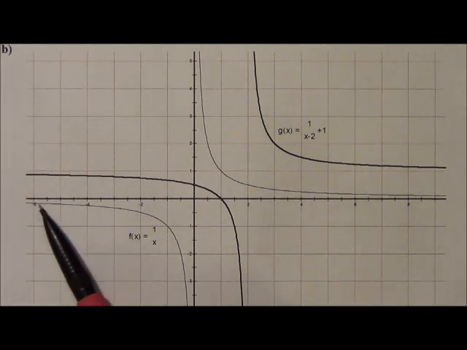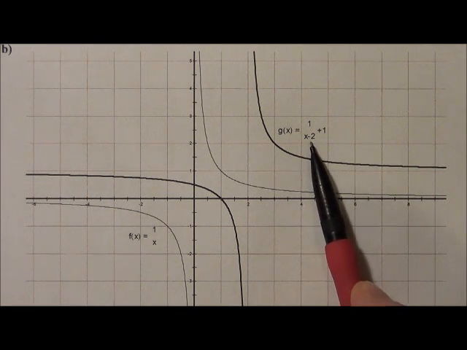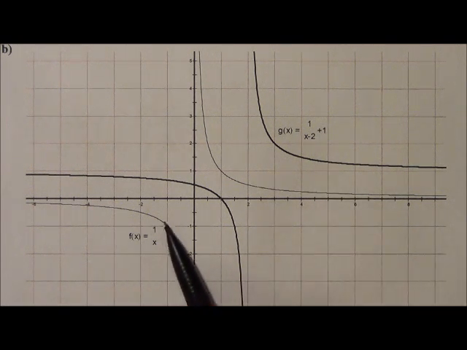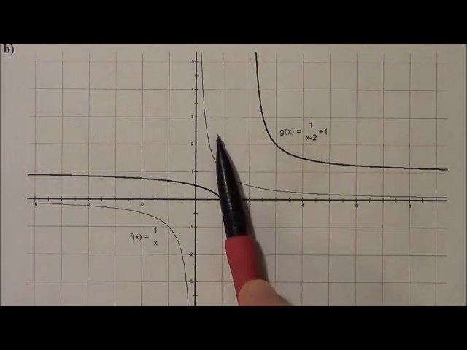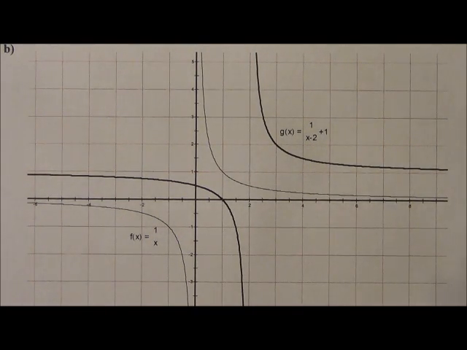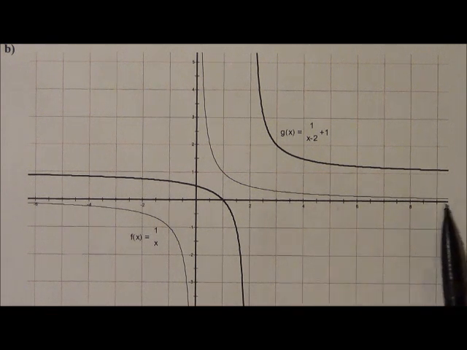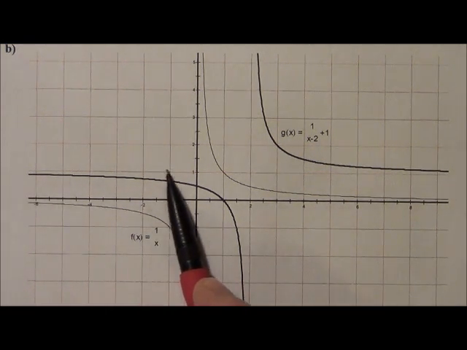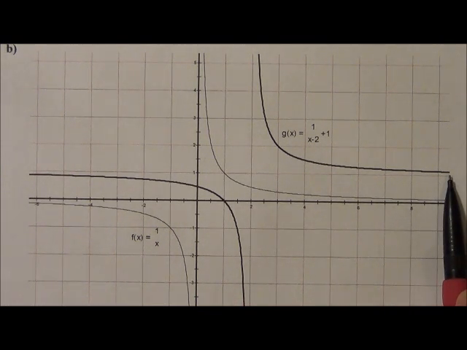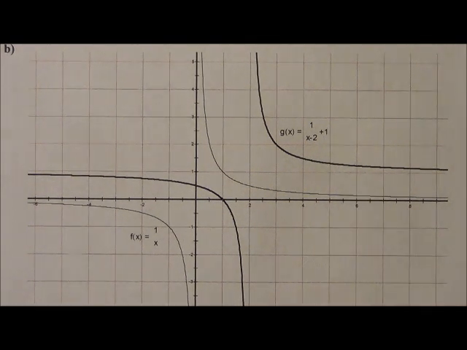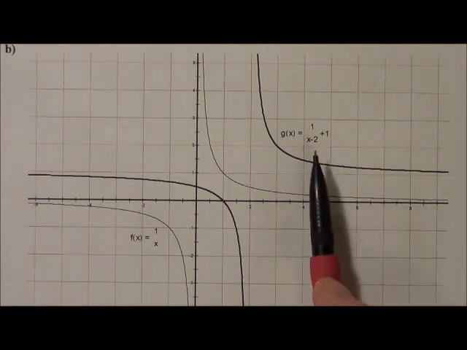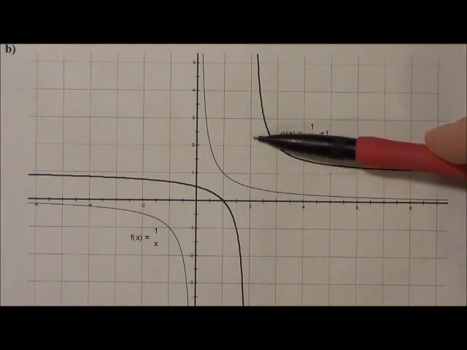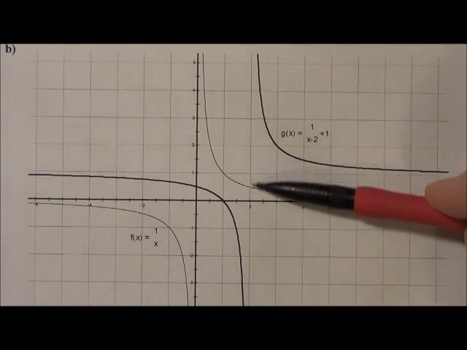So this thin line is the original function 1 over x, and then when you have a translation of 2 units to the right and then 1 unit up, all the points on this original function get translated to the right 2 and then up 1. Then this thick graph is what results. The horizontal asymptote of the original is y equals 0. The horizontal asymptote of the transformed function is going to be y equals 1 because it's been translated up 1 unit. The vertical asymptote for the original is x equals 0. Because of the translation to the right 2 units, the vertical asymptote of the transformed function is x equals 2.